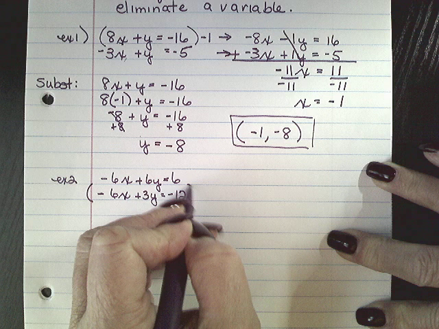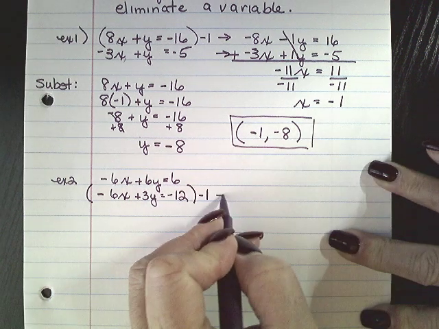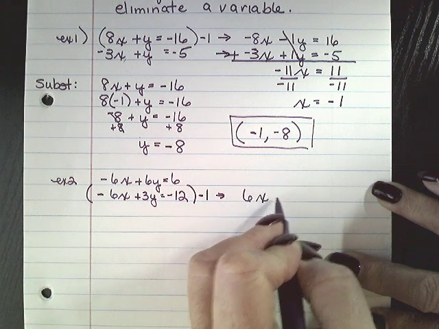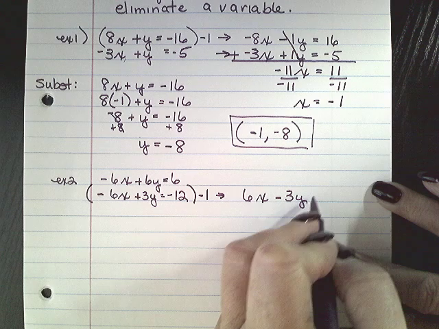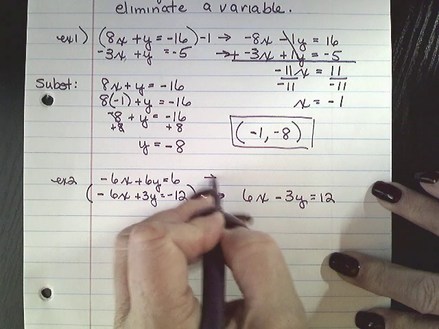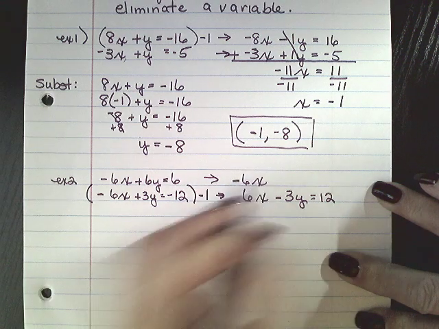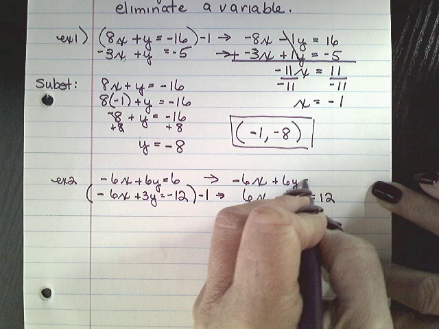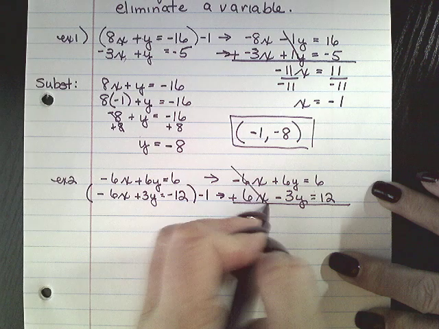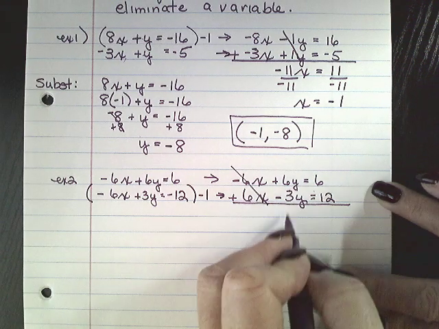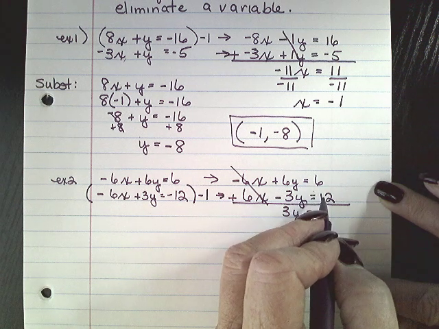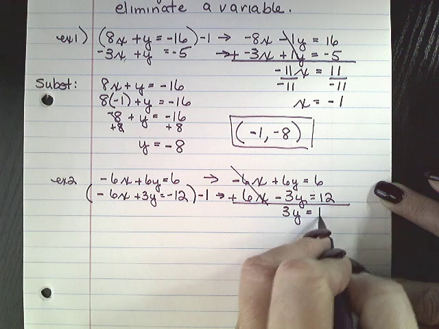So I'm going to do the second equation this time, and I'm going to multiply it by negative 1. So negative 6 times negative 1 is positive 6x minus 3y equals positive 12. Multiply every part of the equation. Bring over my original from the top equation. Negative 6x plus 6y equals 6. Now I'm going to treat that as an addition problem. My x's cancel out. 6y and negative 3y is equal to positive 3y. And 6 plus 12 is equal to 18.